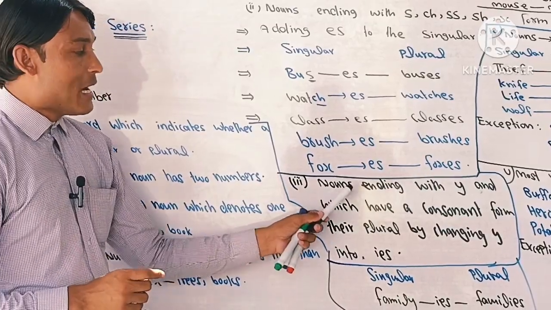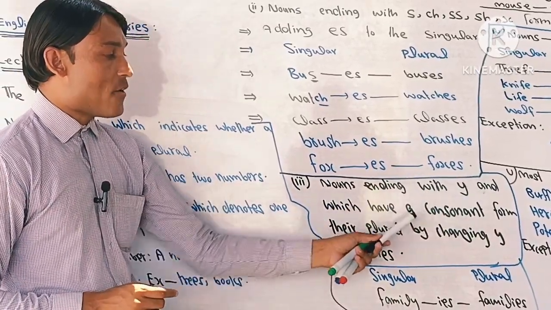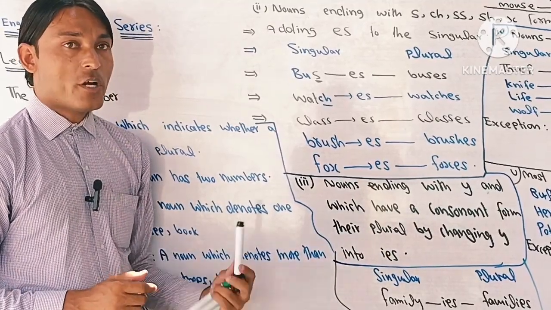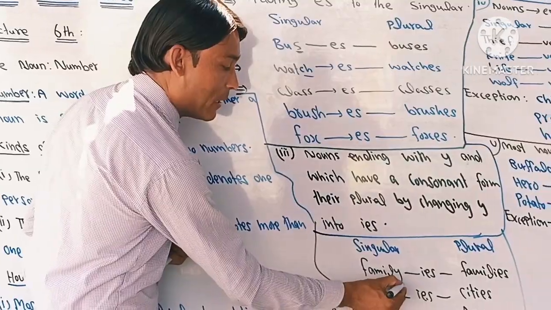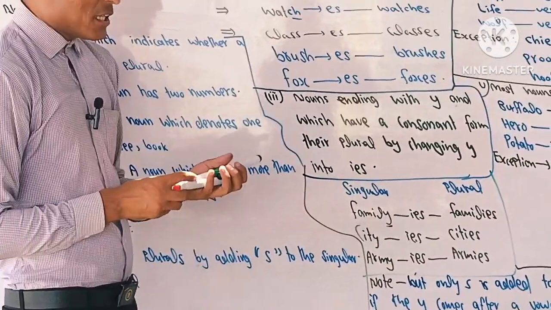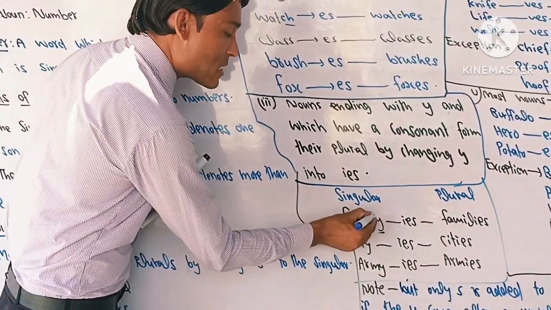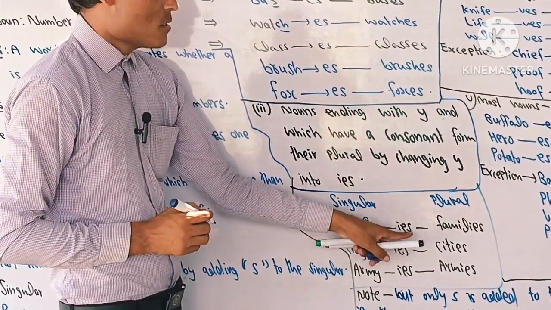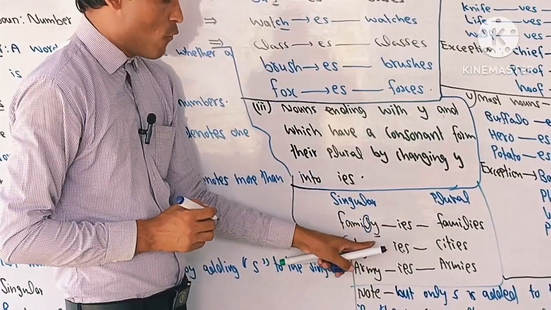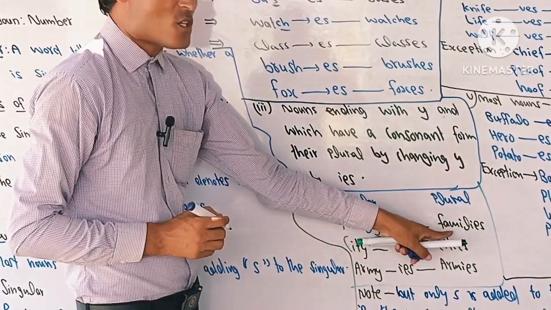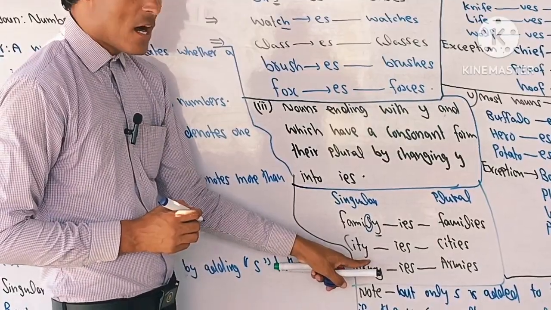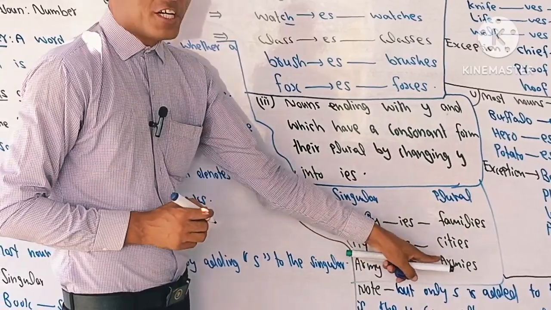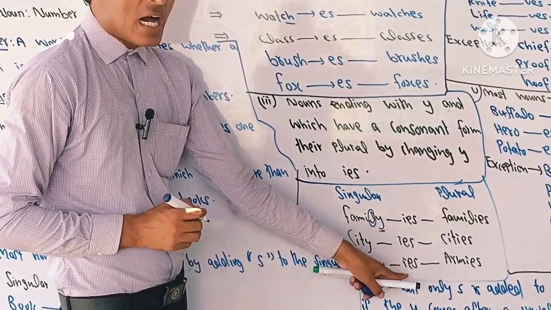Rule number 3, nouns ending with y and which have a consonant before it form their plural by changing y to ies. Look at this example. For example, we have family. This is y. You will check that before the y, if there is a consonant letter, remove the y and add ies. For example, family, we remove y, we add ies. So the plural form is families. Next one, city. We have y, before y we have a consonant, remove y, add ies. So we can say cities. Next one, army. So we say armies.